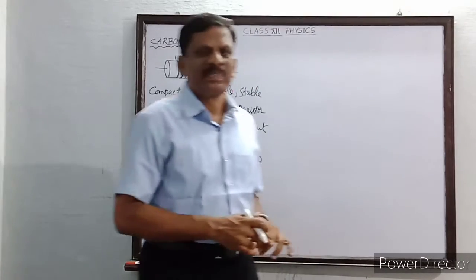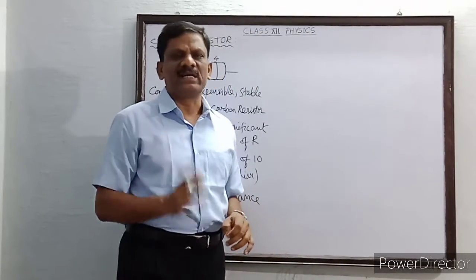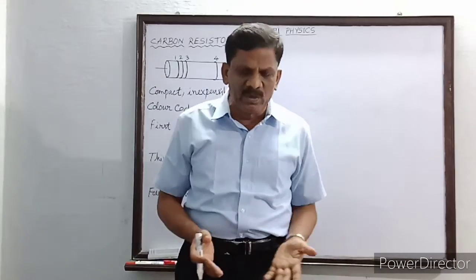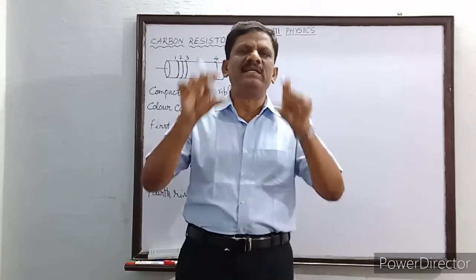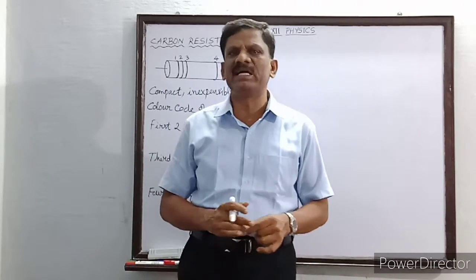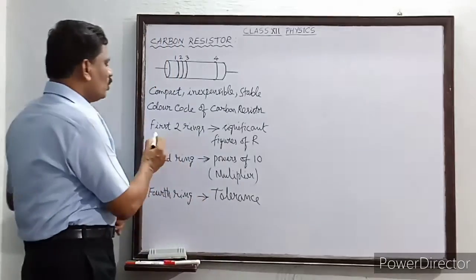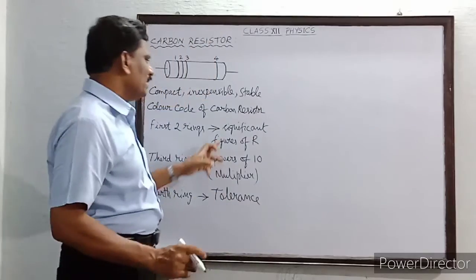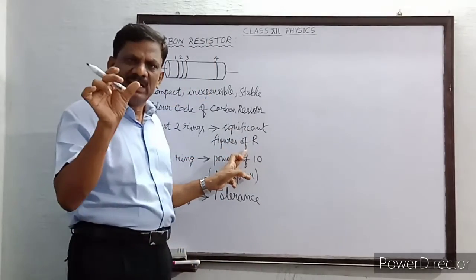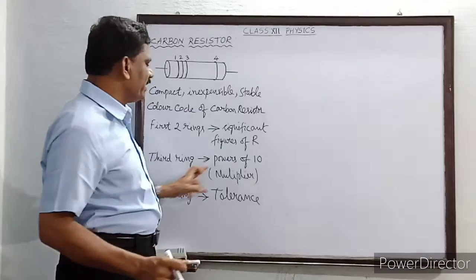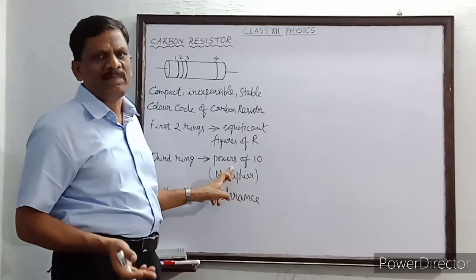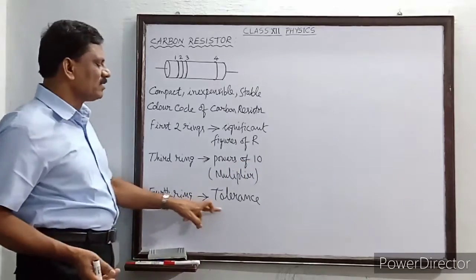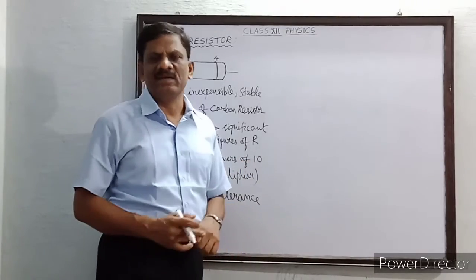So there are 4 colored rings on the carbon resistor and each color is assigned some numerical value. Based on that, we can determine the value of the resistance offered by the carbon resistor. What is the role of the first 2 rings? They give the significant figures of the resistance. The third ring is the decimal multiplier, or the power of 10. And the fourth ring gives the tolerance level.